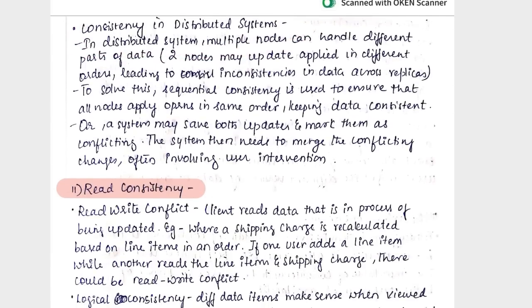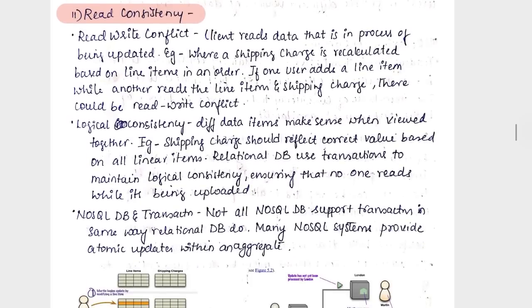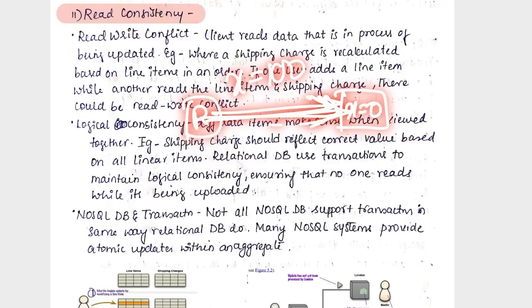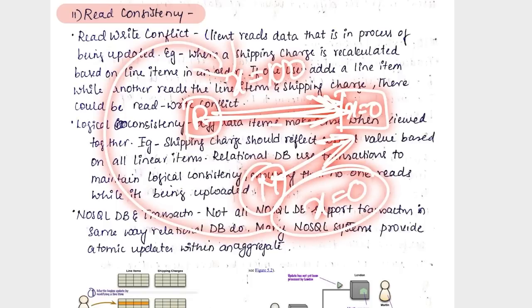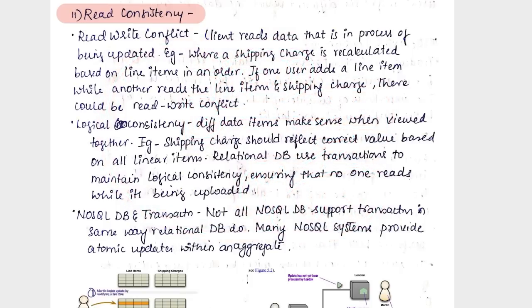Next we have read consistency. Read consistency arises when a client reads data that is in the process of being updated. So Pramod has written a change: x is equal to 100, and initially x was 0. While this operation is still being performed, Martin is reading the data. When Martin reads the data, x will show 0 only, but actually x was being updated to 100, right? This situation is called a read-write conflict.